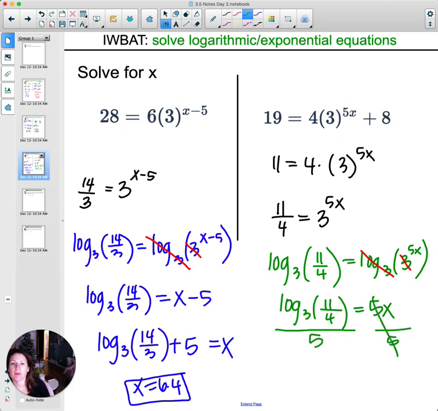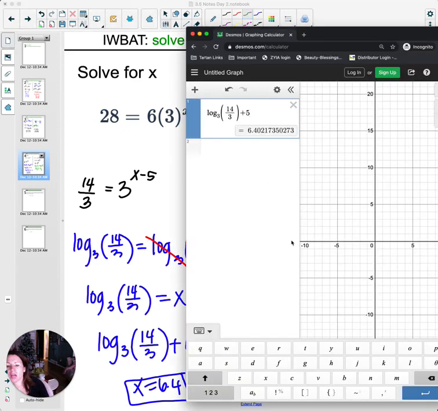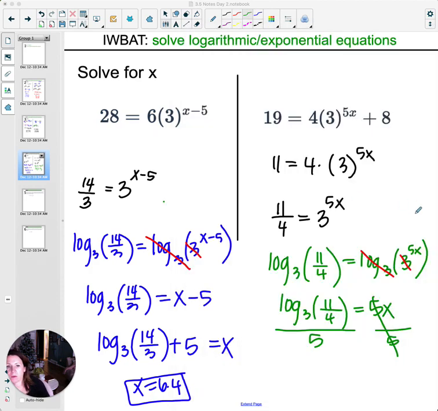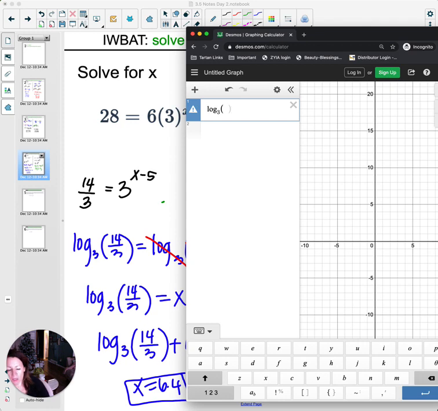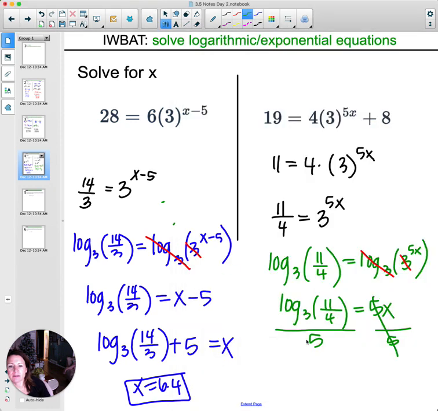So then we'll type that part into our calculator. We will do the log base 3, which we already kind of have here. So I'm just going to do log base 3. And this time it was 11 over 4 on the inside there. So 11 divided by 4. Close that parenthesis, and then this whole thing divided by 5. So 0.184.